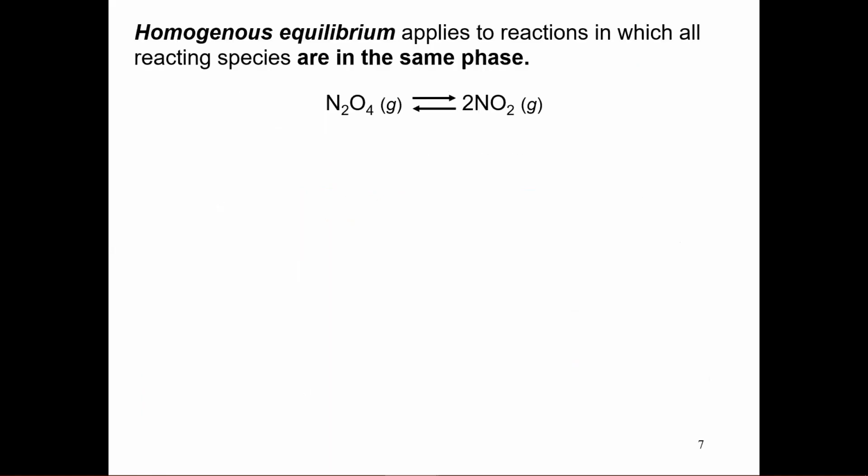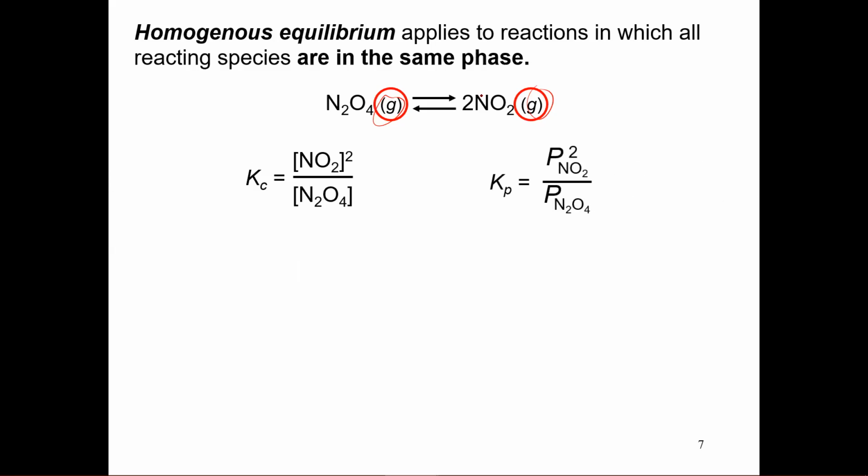Homogeneous equilibrium applies to reactions in which all the reacting species are in the same phase. And in this case, they're both gases. Okay. And so basically you have those things too. This is set up that way. And again, you have the partial pressure of each of these. These are the pressure associated with it. Pressure again.